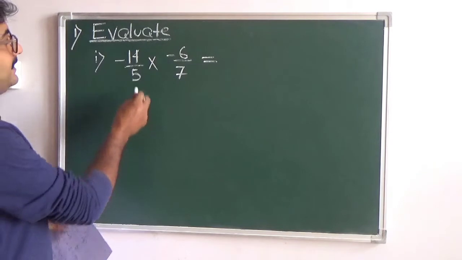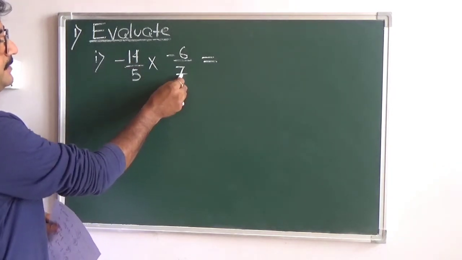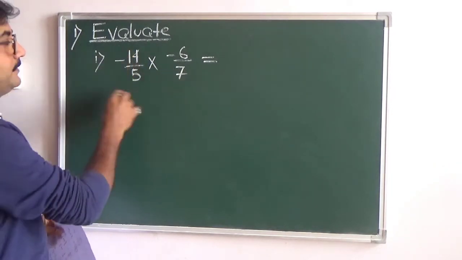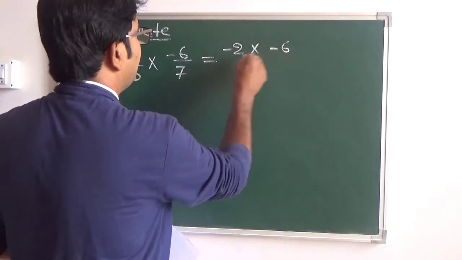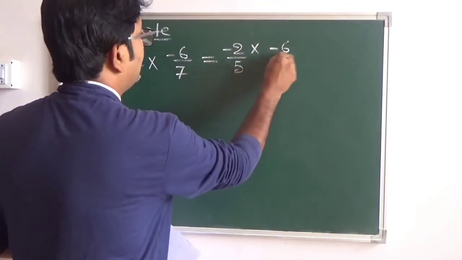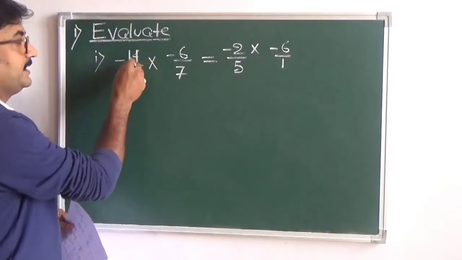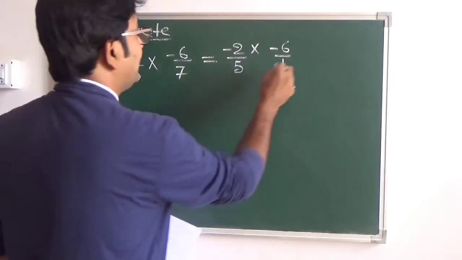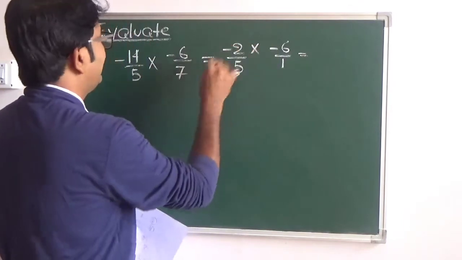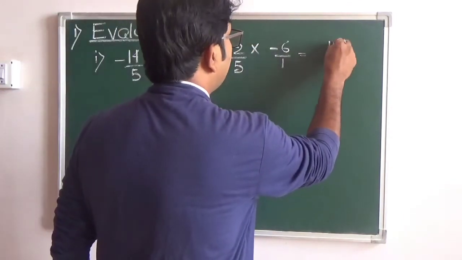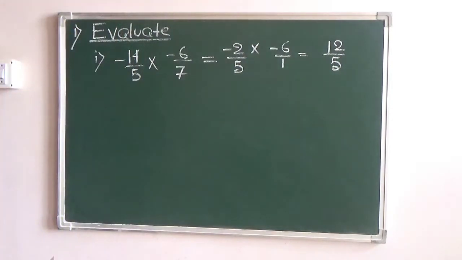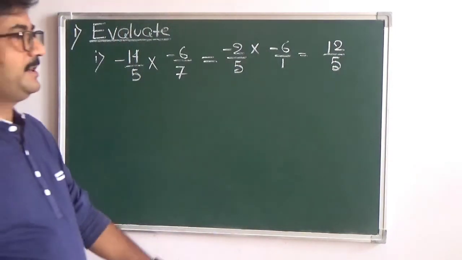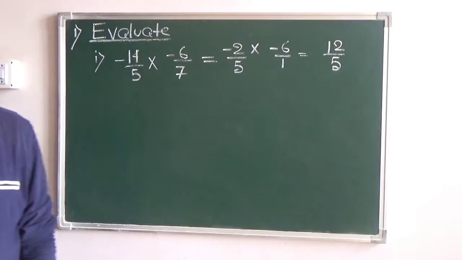So here you can see that 14 can be reduced by 7 because 14 lies in the table of 7. So you can write it as minus 2 into minus 6 by 1 because 14 is reduced by 7. So we have 2 negative signs, which will give us a positive sign. So it is 12 divided by 5. So the final answer to this is 12 by 5, and you can express this answer in mixed fraction as well.